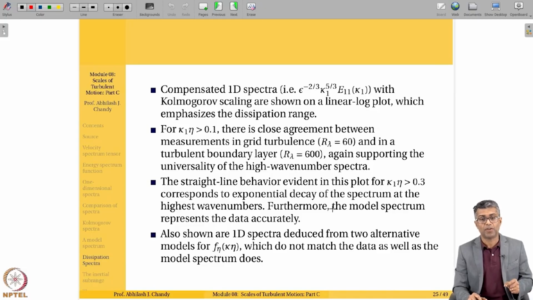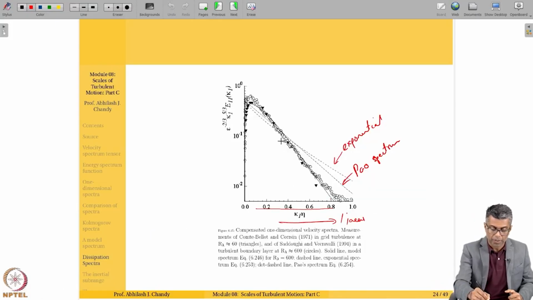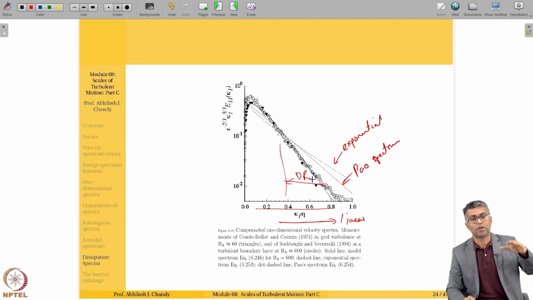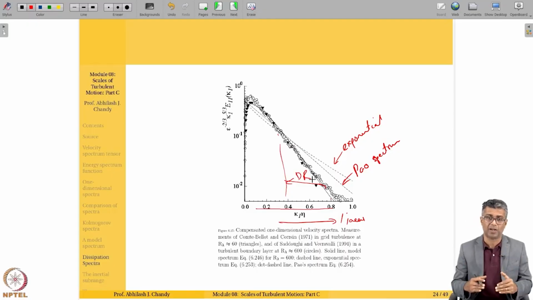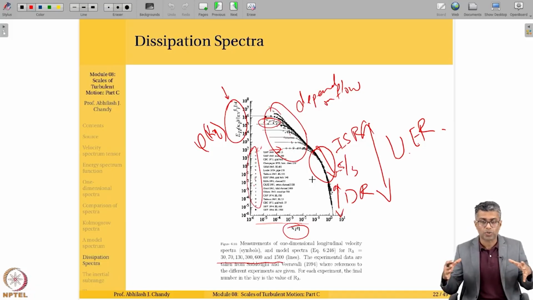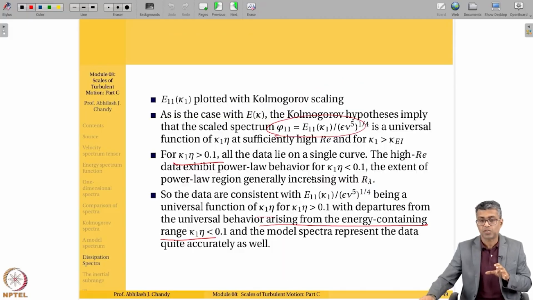Now, the straight line behavior is evident in this plot for kappa 1 eta greater than 0.3, which corresponds to the exponential decay of the spectrum. So beyond 0.3, and this is your dissipation range, you will see that straight line behavior because you have the exponential spectrum plotted on a log scale on the y-axis and a linear scale on the x-axis. Linear scale mainly to enhance the dissipation range so that you can see it clearly. When you looked at the earlier plot, everything was together, so the dissipation range couldn't be emphasized as much, whereas here you're doing that.